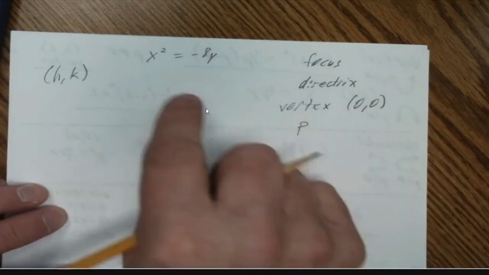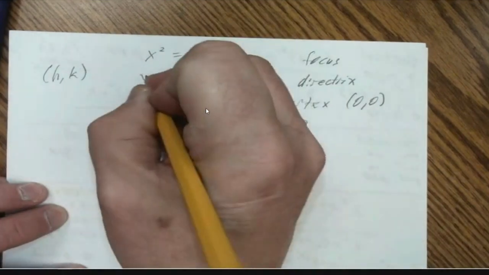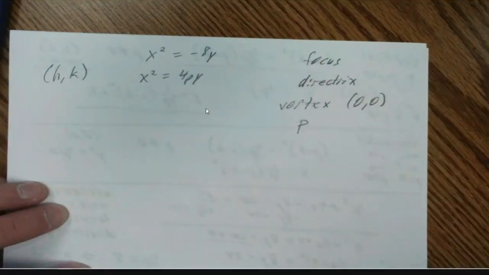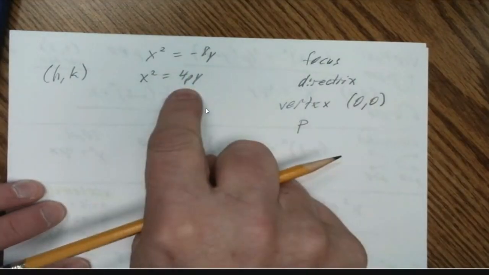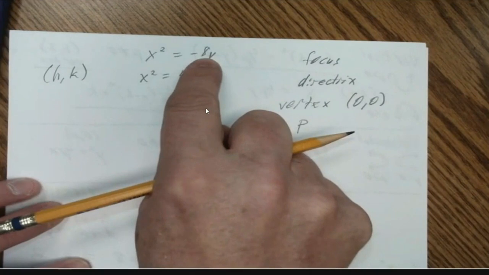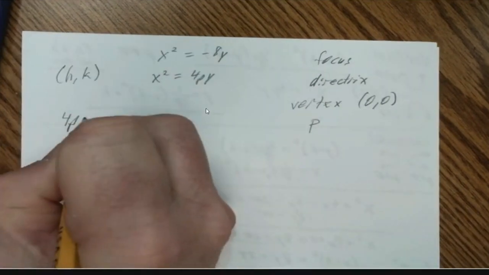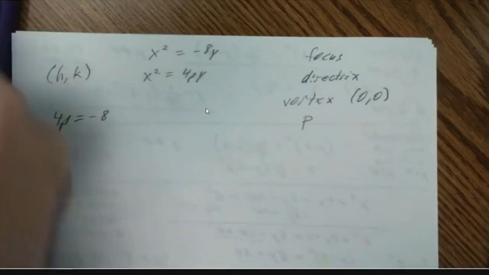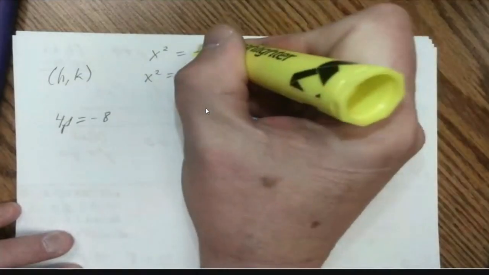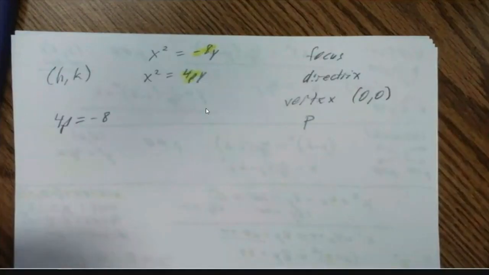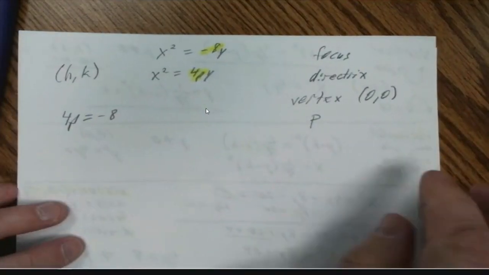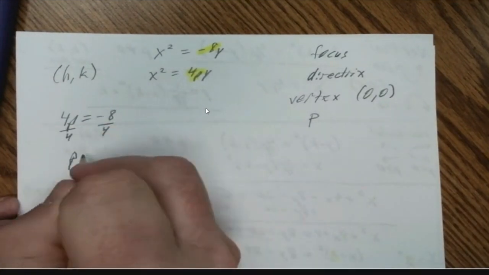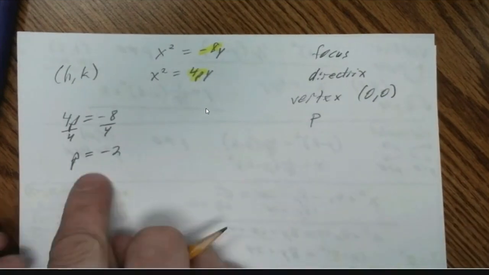p is not hard either because we know that the standard equation is x squared equals 4py. So since it equals 4py, and this equals negative 8y, that means 4p must equal negative 8 because those are in the same place in our equation. We have negative 8 before the y, and 4p is what it simplifies to. So if 4p equals negative 8, divide both sides by 4. p equals negative 2. So our p is negative 2 for this equation.